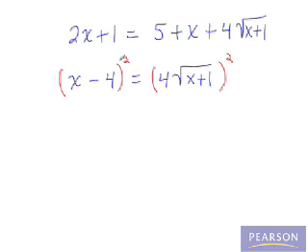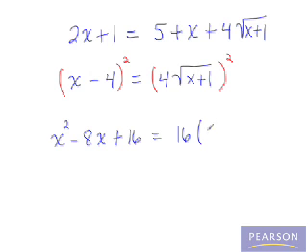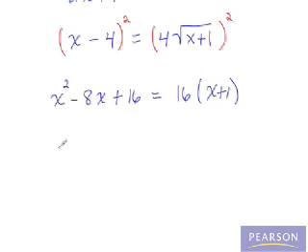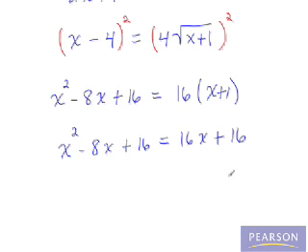On the left-hand side, again, we're squaring a binomial, and when we square x minus 4, we get x squared minus 8x plus 16. And on the right-hand side, when we square this expression, we square the 4 and we square the square root of x plus 1. So squaring 4 gives us 16. Squaring the square root of x plus 1 gives us the quantity x plus 1. On the right-hand side, we can use the distributive property. So we'll have x squared minus 8x plus 16 equals 16x plus 16.